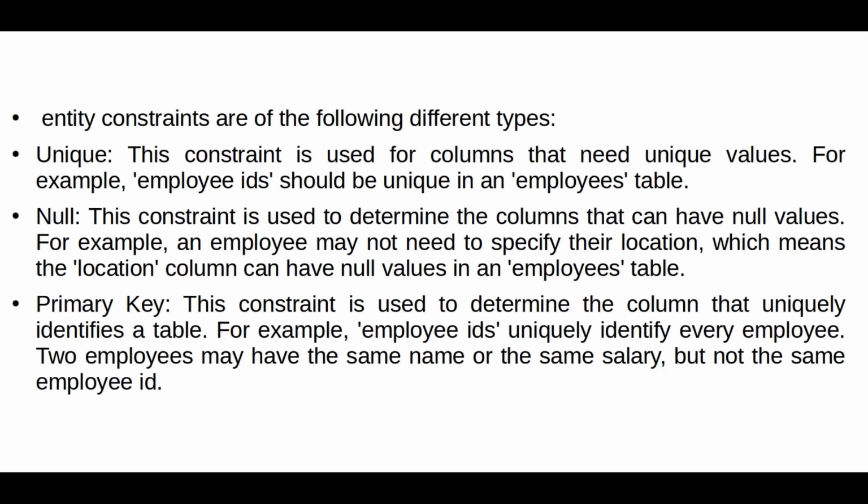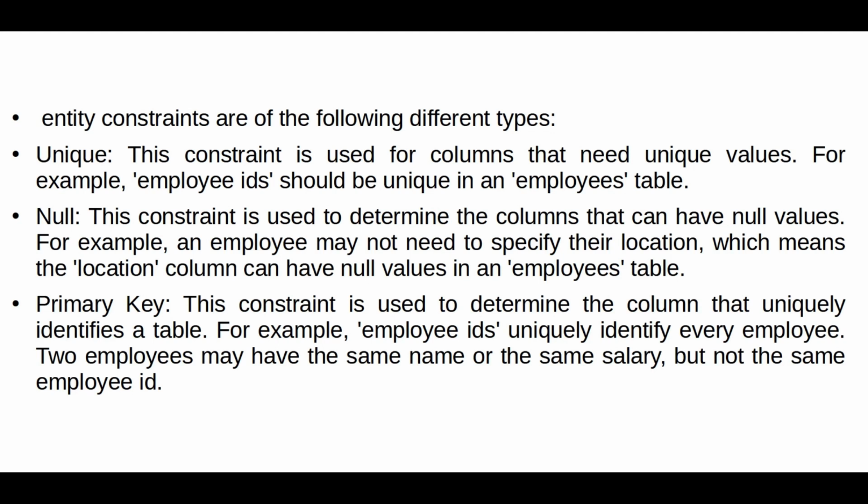If we are not putting uniqueness, like in the name of the employee table, employee ID is unique, but name is not unique. So we have to specify whatever we want, where we want. So next one, null. Null value is acceptable. This constraint is used to determine the column that can have null values. For example, an employee may not specify their location. Which means the location column can have null values in the employee table. Similarly, if we have unique values, we can also have some null values.